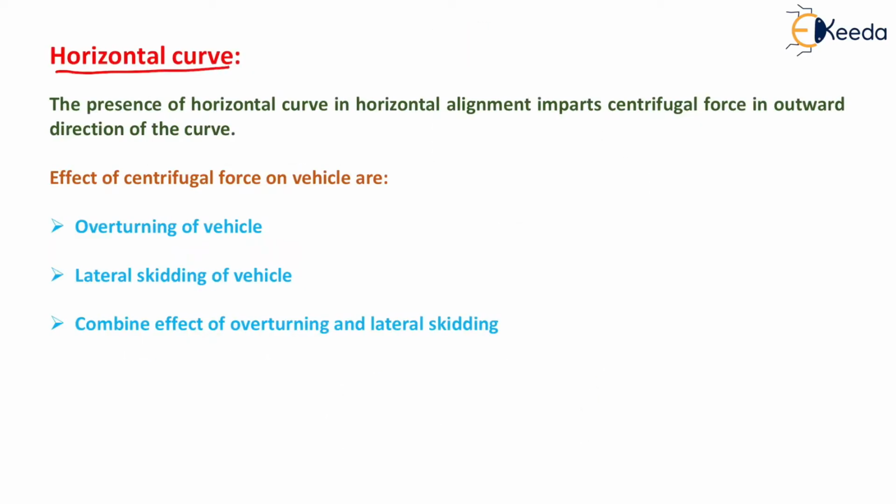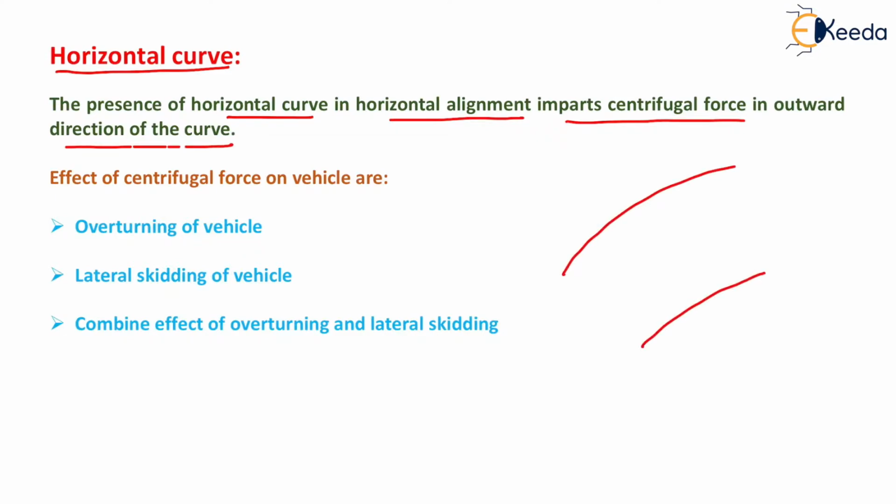The presence of horizontal curve in horizontal alignment imparts centrifugal force in outward direction of the curve. It means that if there is a horizontal curve like this, and any vehicle is traveling on this horizontal curve with a velocity v, then there will be an outward force, known as centrifugal force, acting in the outward direction. So the presence of horizontal curve in horizontal alignment imparts centrifugal force P in outward direction of the curve.